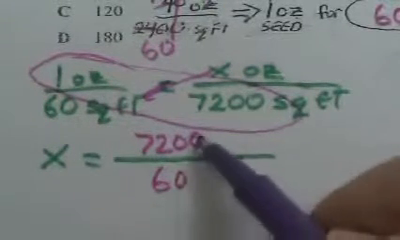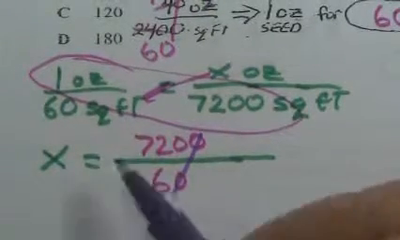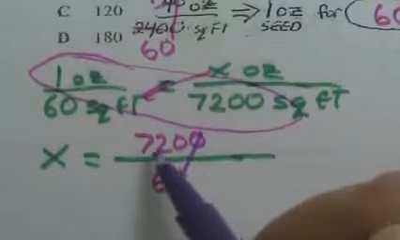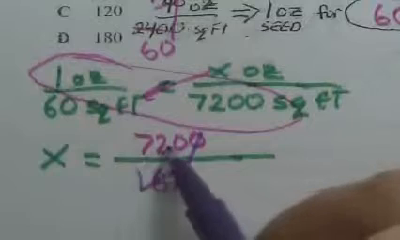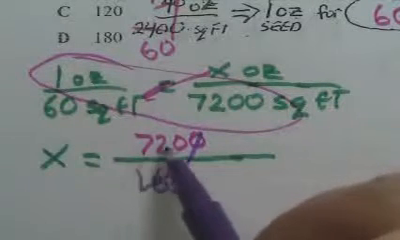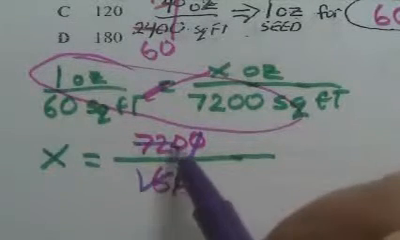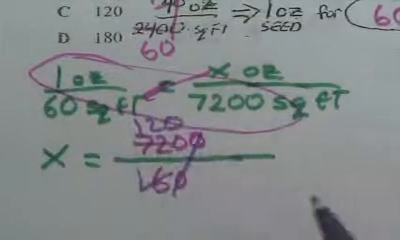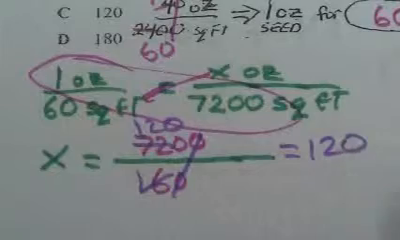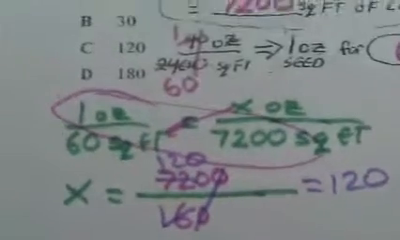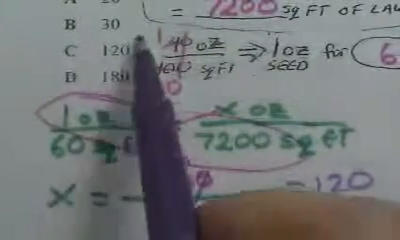Okay, well, 10 goes into both of these, so I can get rid of a 0. And 6 goes into 72. So it does go into 720. 6 goes in here once. 6 goes into 72 12 times. So 6 goes into there 120 times. So what do I have left? 120. That means my answer is letter C.